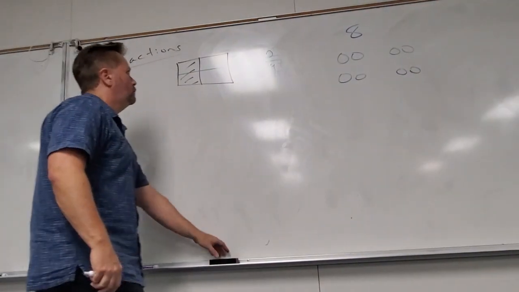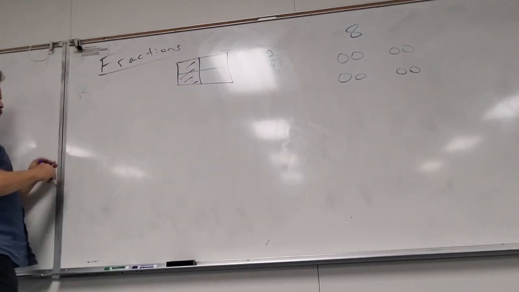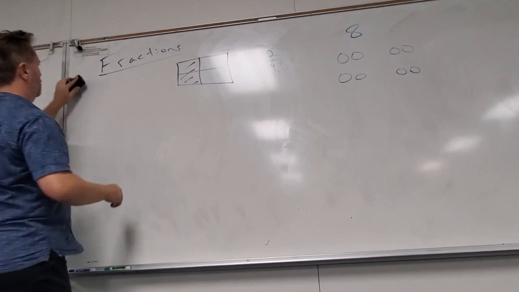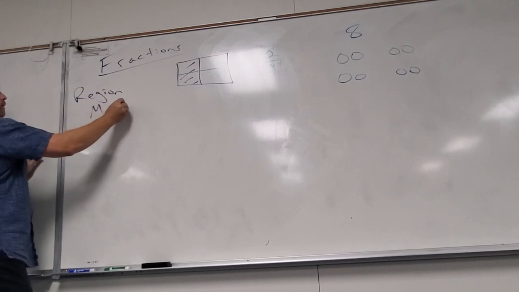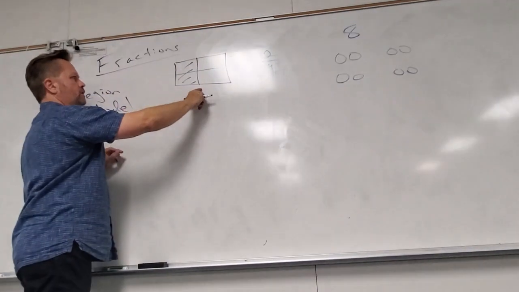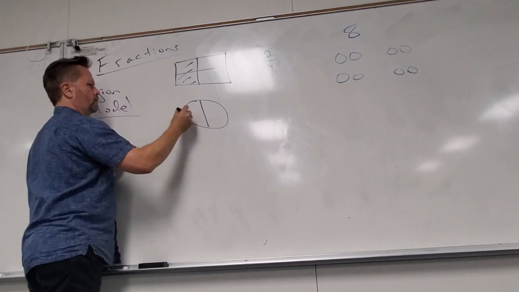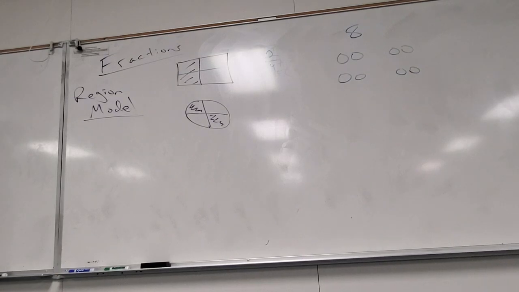So the way we normally do fractions to begin with is this very visual method. It's called a region model. All a region model is, is you pick a shape, you cut it up into equal parts, and you shade some of those parts, right? So another way I could represent 2/4 would be to take a circle, cut it up into 4 parts, and then shade 2 of those parts.